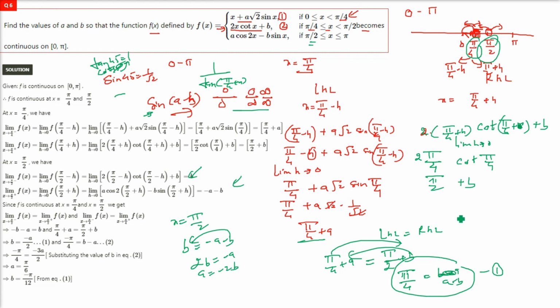Now put it here in pi by 4 equals a minus b. This already we have seen. So in place of a, I am replacing it by minus 2b. Minus 2b minus b is minus 3b. So pi by 4 equals minus 3b. b will be equal to pi divided by 4 multiplied by minus 3. So minus pi by 12 it will be. So b is equal to minus pi by 12 and a is equal to minus 2b. So just multiply minus pi by 12 by minus 2. So minus 2 into minus pi by 12 is going to give you pi by 6. So this is how the value of a and b will be computed.